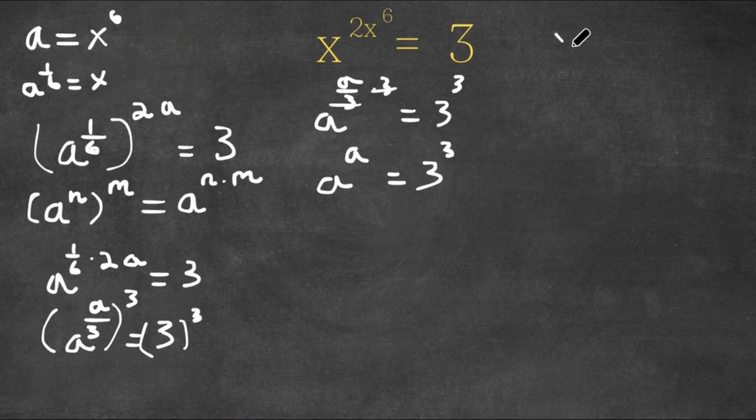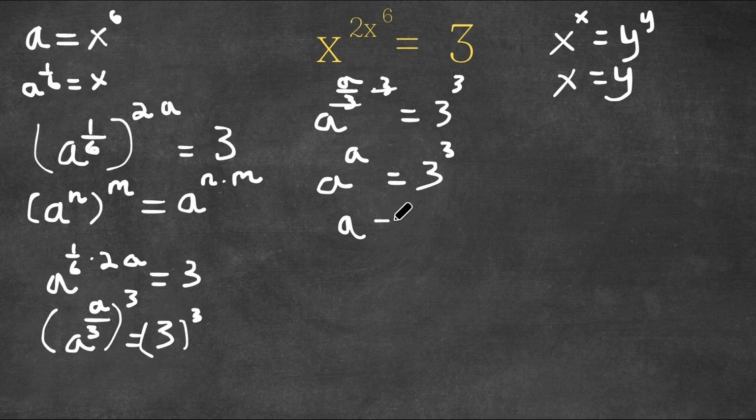Now, if we have something in the form x to the power of x is equal to y to the power of y, then this means that x is equal to y. So let's say a is x and 3 is y. This means that a to the power of a is equal to 3 to the power of 3. Also means that a is equal to 3. So 3 is our answer for a.